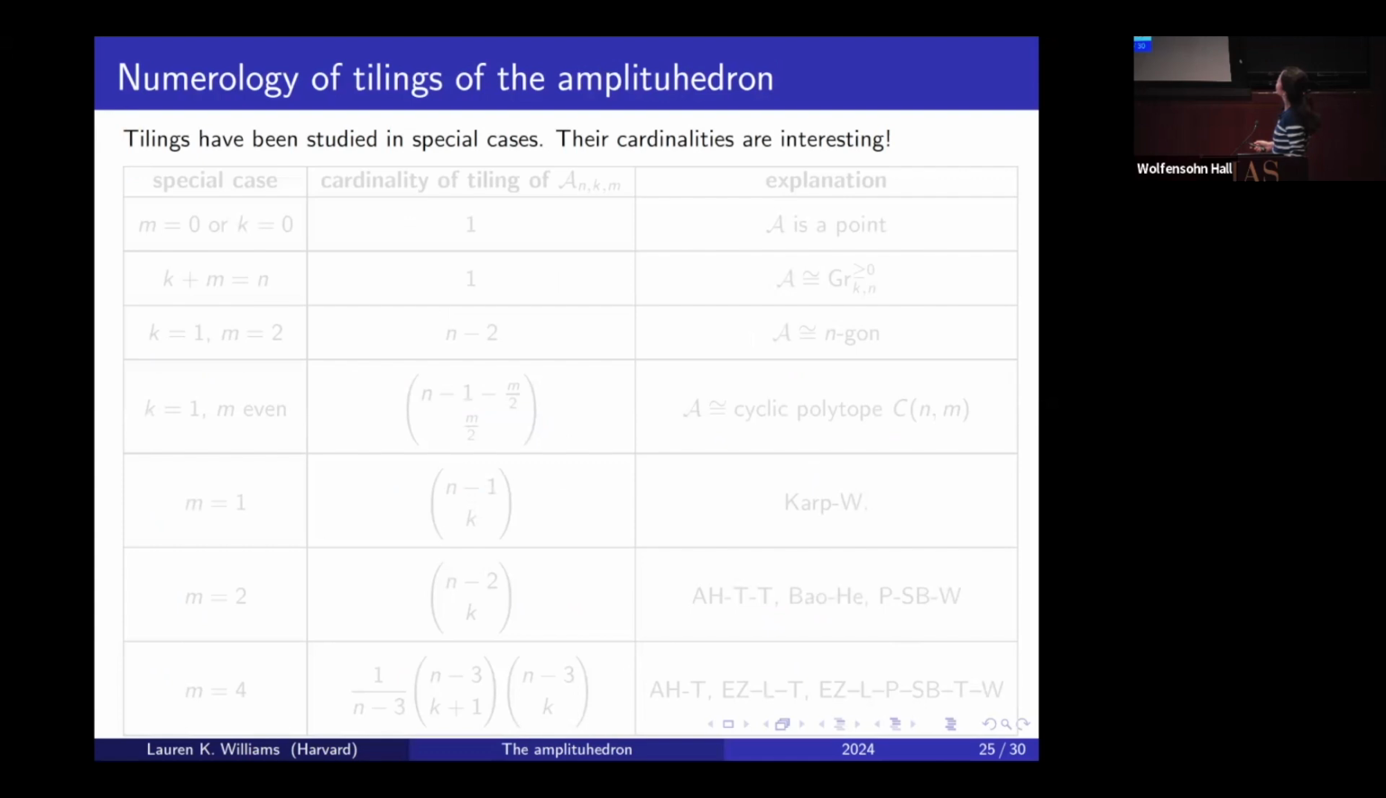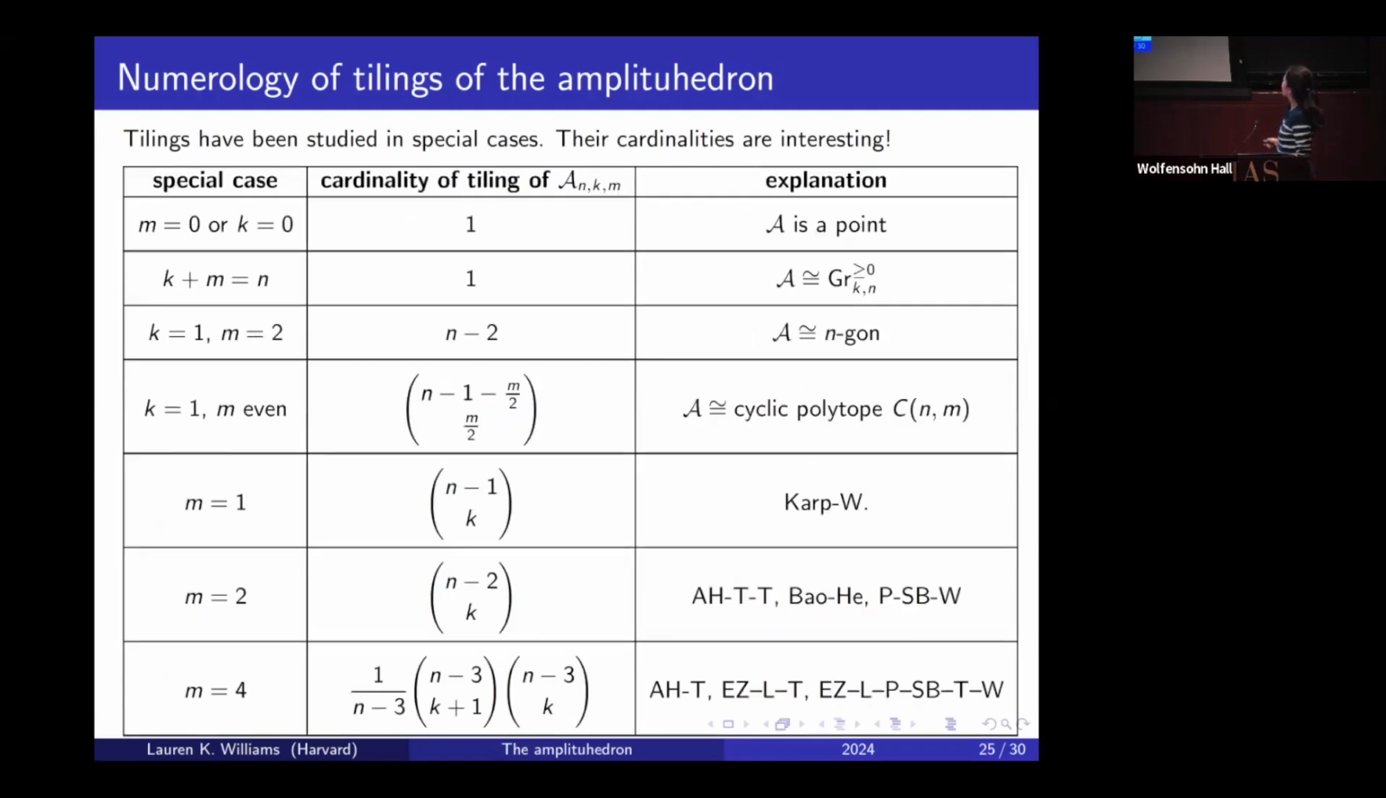Okay, so let's go back to combinatorics. The numerology of tilings is very interesting. A while ago, with Stephen and Jan, we assembled all the numerology of tilings that we had available. We were looking at n, k, and m, and the question was, for a tiling of the amplituhedron, how many tiles are in that tiling? Take any known or conjectured tiling: how many tiles does it have? We assembled this list of numbers, most of which were conjectural at the time.